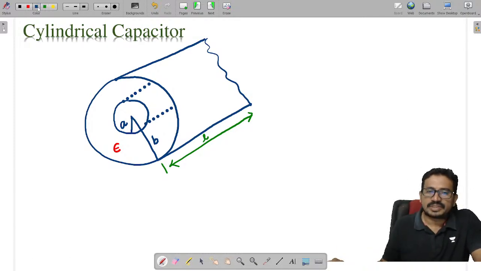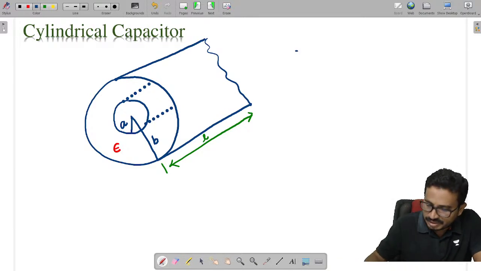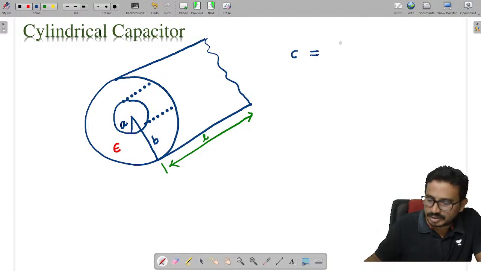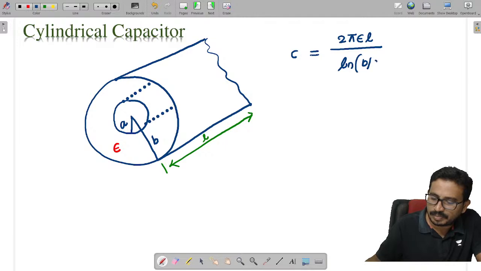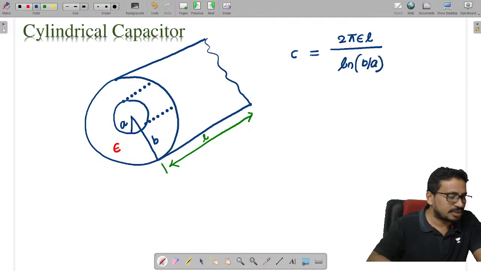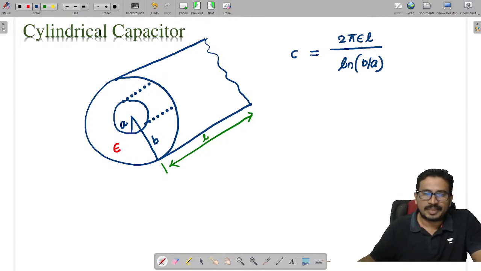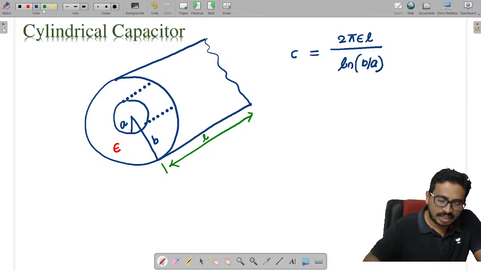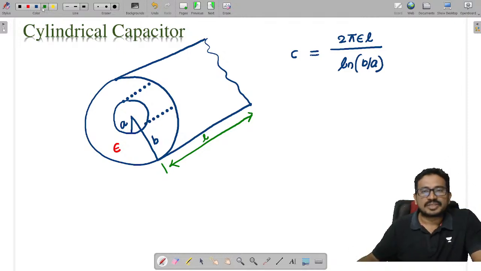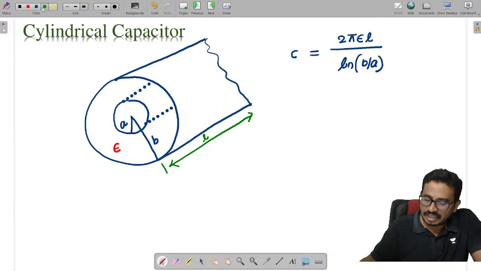Now the capacitance of the cylindrical capacitor, C, is equal to 2 pi epsilon L by ln of B by A. This is the capacitance of a cylindrical capacitor, where L is the length, A is the inner radius and B is the outer radius.